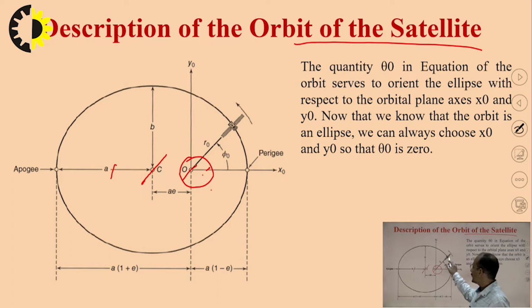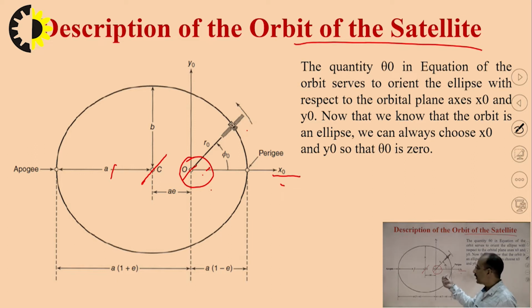That satellite is orbiting in the elliptical orbit. Now this satellite is making an angle phi naught with the x naught axis. That x naught axis is coming from the orbital plane coordinate system. Here the perpendicular direction is y naught, which is again coming from the orbital plane.